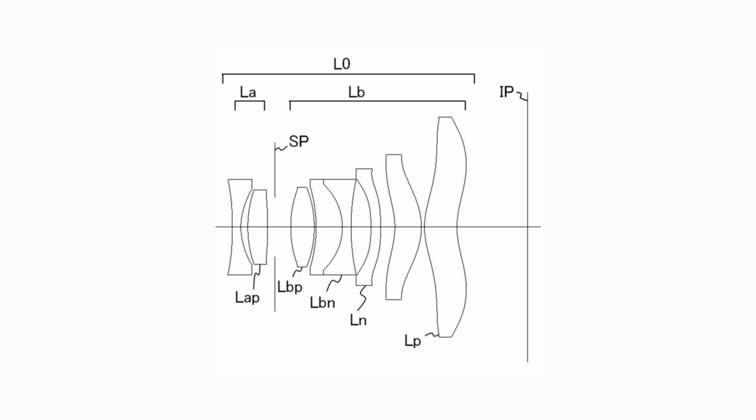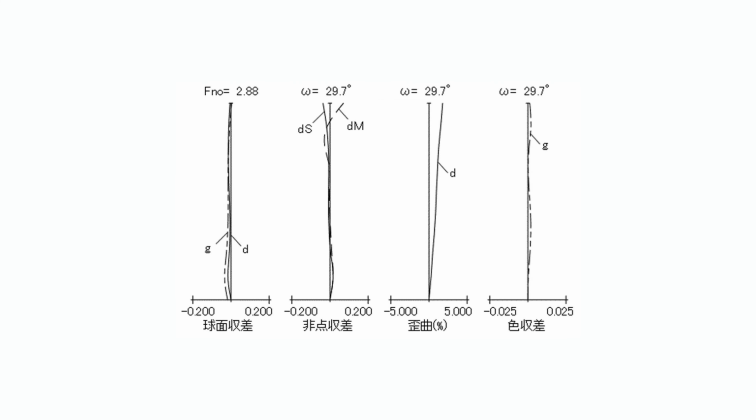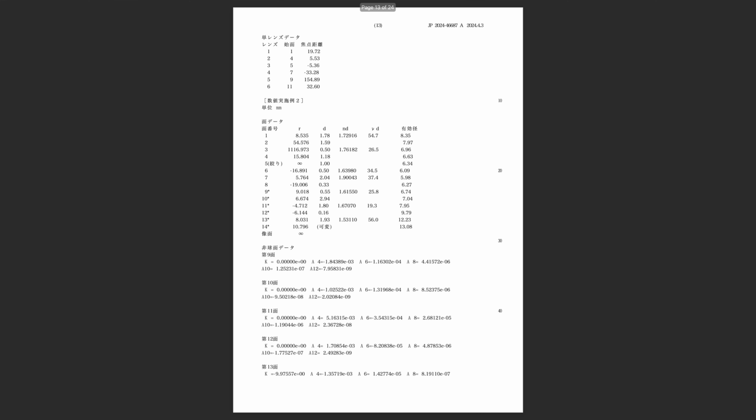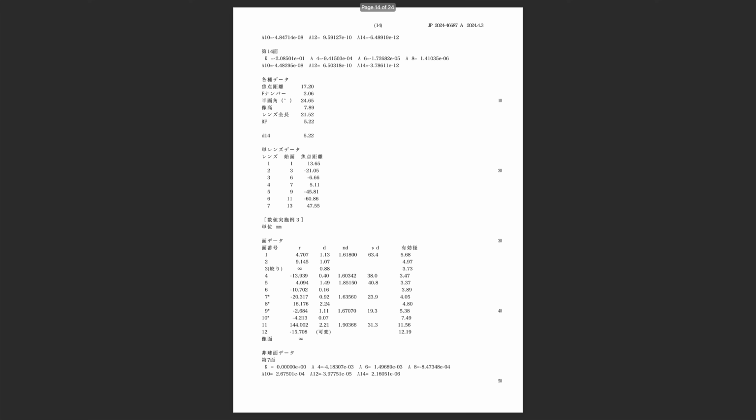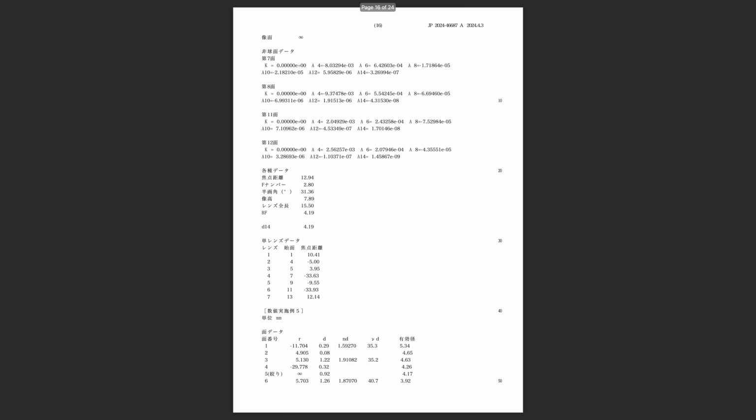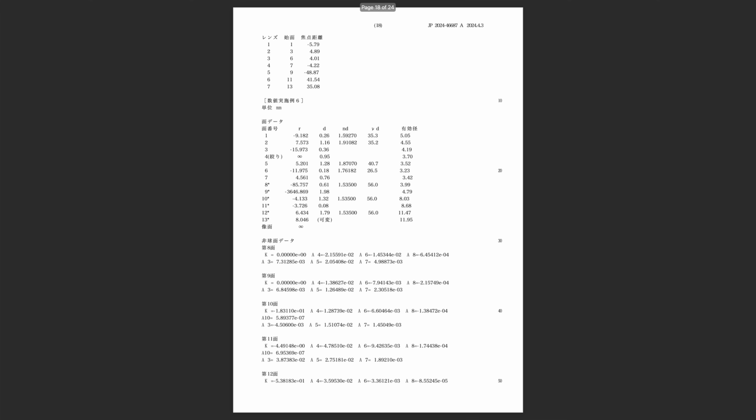The patent diagrams illustrate the three main parts: the front unit, an aperture diaphragm, and the rear unit. And the rear unit is closest to the camera's image sensor. To ensure good image quality, Canon's developed specific requirements that you can see here. These include the distance from the front of the lens to the image sensor, the size of the image circle, the refractive index of lenses, the size of the lens surfaces, and the gap between the lens elements.